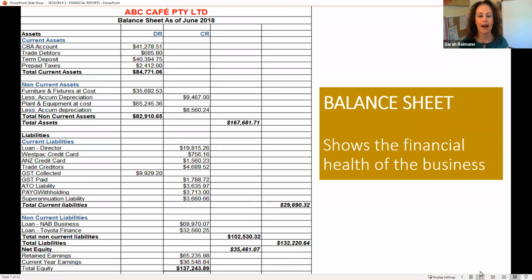But the main thing we want to look at in a business's balance sheet is that the assets are greater than the liabilities. And this tells us the financial shape that our business is in. It tells us that we are not overcommitted in the business, and in this case, this one here, we have more assets than we do liabilities. We have around 167,000 in assets, and we've only got about 132 in liabilities. So our assets are outweighing our liabilities. So that's a good thing.